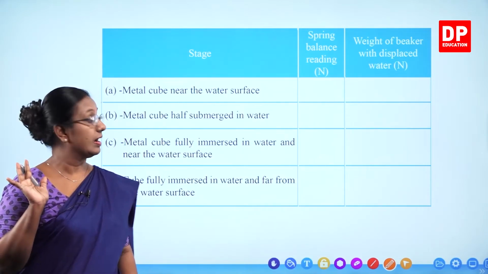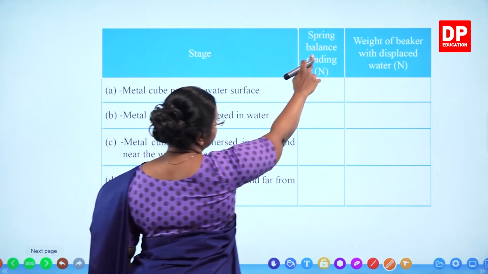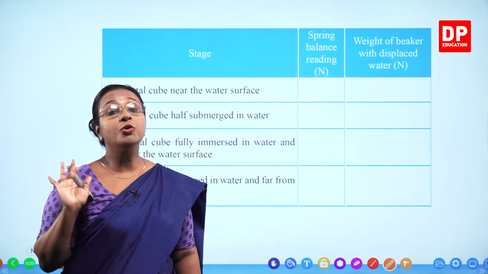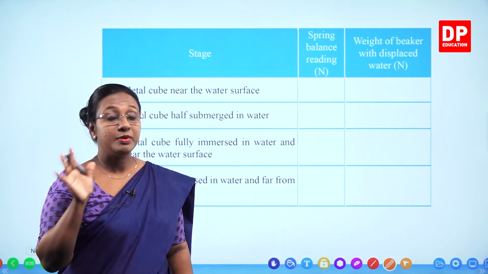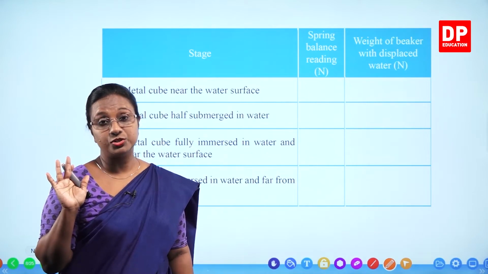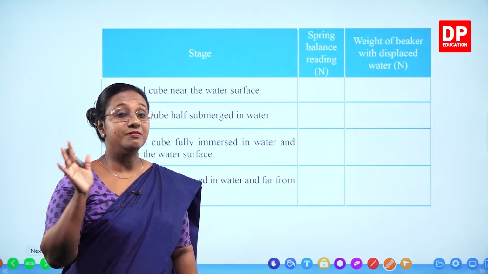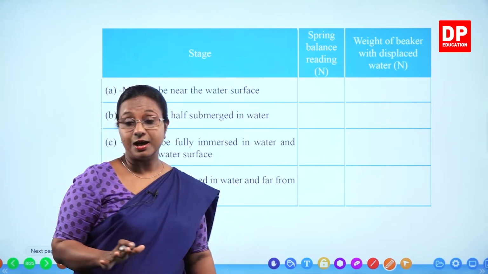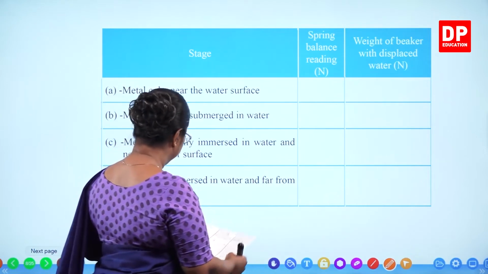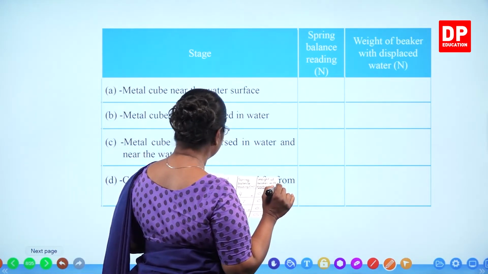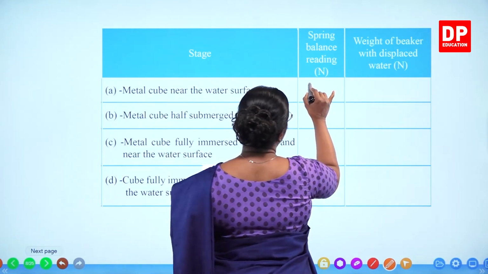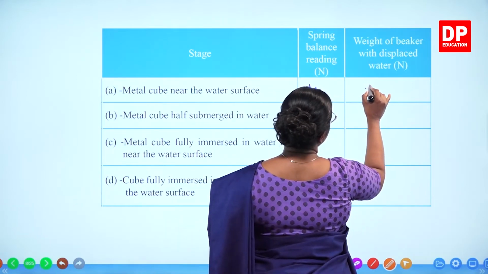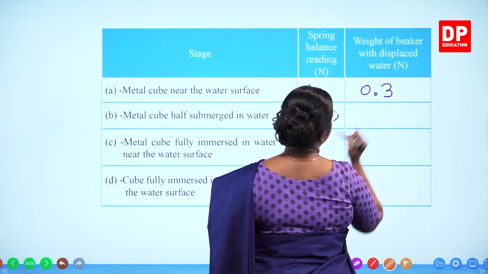So there you saw what happened. We need to write down the spring balance reading and the weight of the beaker with displaced water. Both have the unit Newton. You can remember, students, the weight was measured in grams, but I told you to convert to Newtons. Those are the values I am going to write down as observations. When it was near the water surface, you saw the spring balance reading as 4 Newton and the weight of the beaker with displaced water was 0.3 Newtons.